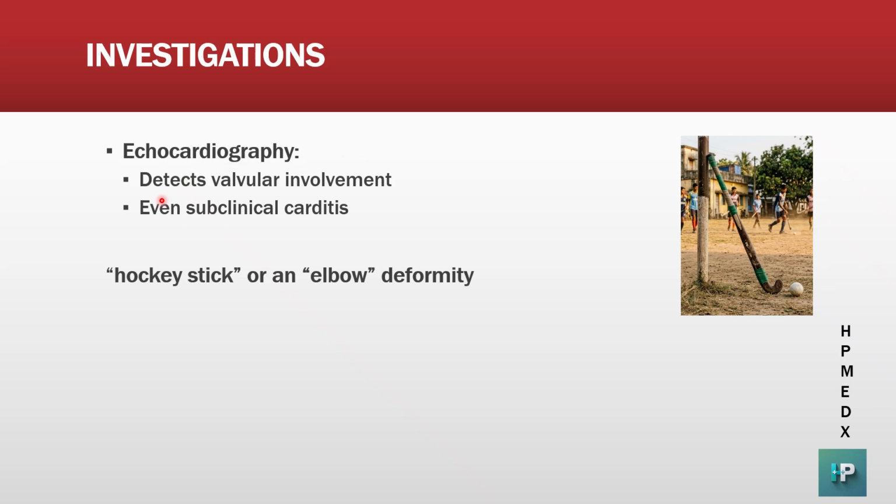It detects the valvular movement, and even subclinical carditis can be easily detected using echocardiography, and it's also included in the Jones criteria, clinical or echo. And the main feature in echo is a hockey stick or elbow deformity.